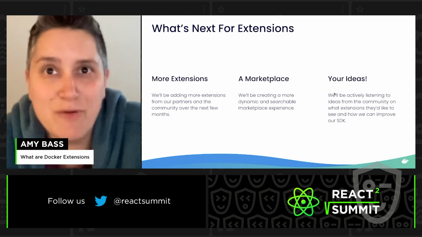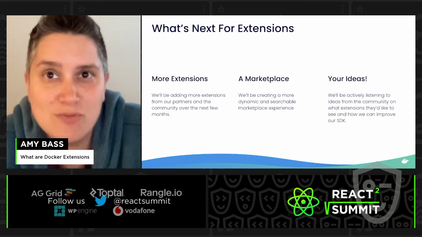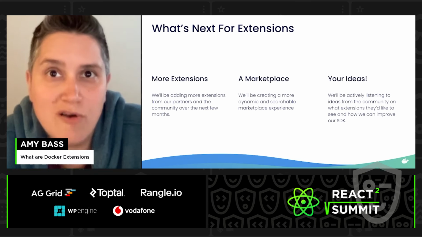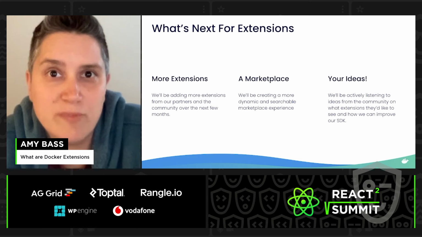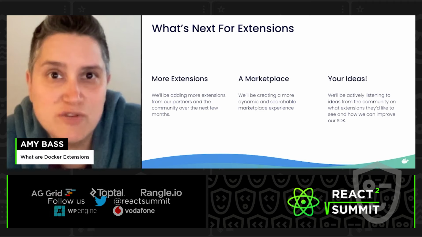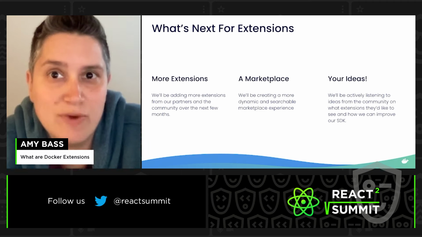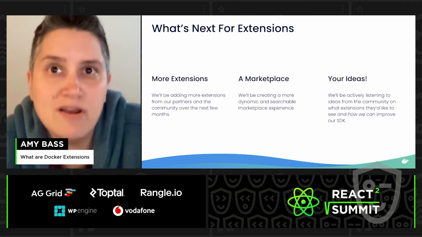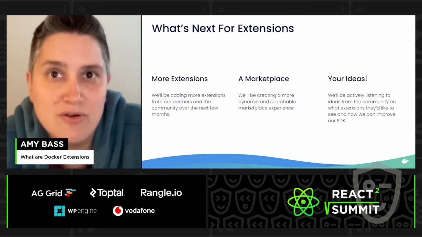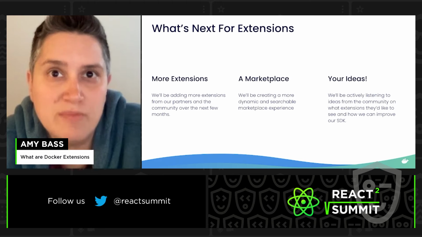Okay, so let's talk about what's next for Docker extensions. First, we'll be adding more extensions. We've already been working with some new partners and are excited to see what the community will create, so check back often to see if new extensions have been added. Second, we plan to improve the marketplace experience for both developers and publishers. We'll be adding the ability to search for extensions, extension categories, and a rating system in the near future. Lastly, we want to hear your ideas for what else we should do. We'll be listening to your feedback ideas from our community Slack channel, in-app feedback, and feedback left on the SDK repo.